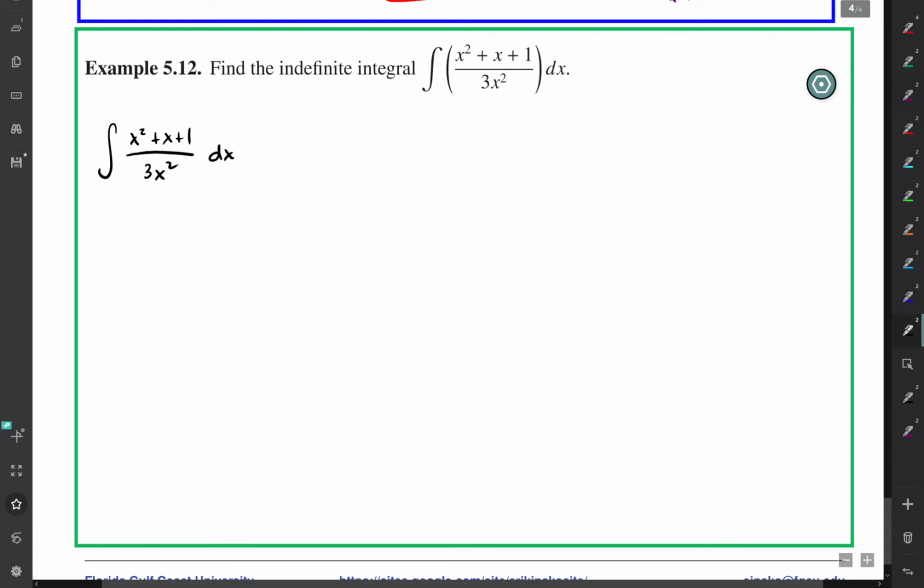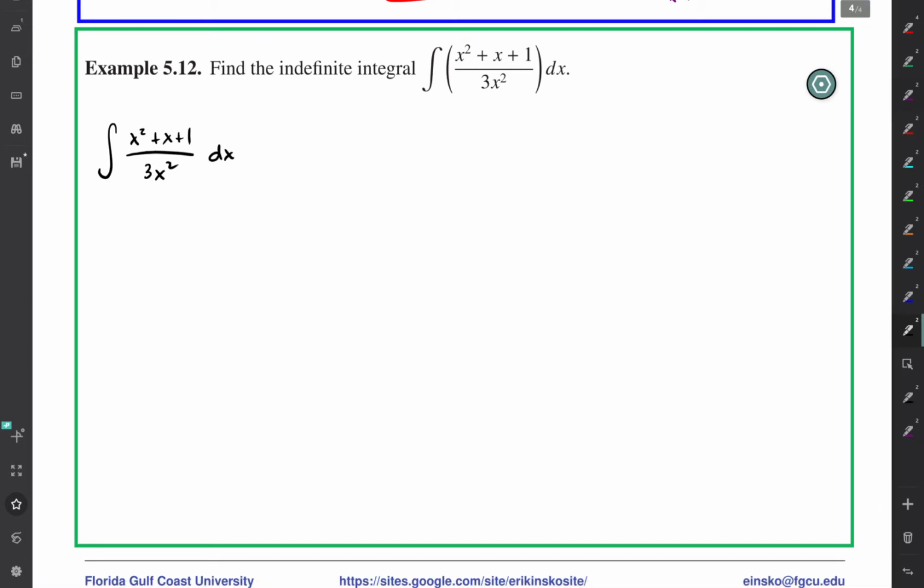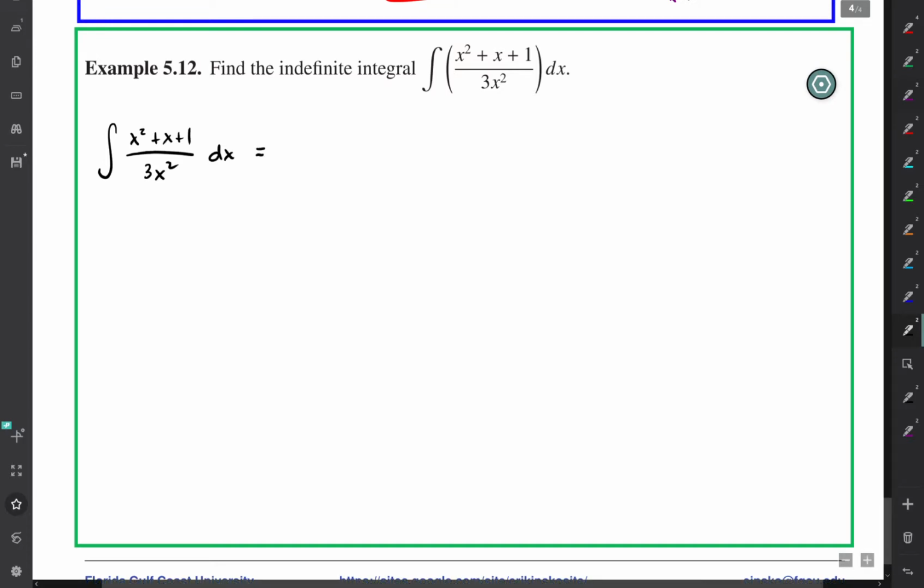And now, since this is all over 3x squared, we could look at this as x squared divided by 3x squared, plus x divided by 3x squared, plus 1 divided by 3x squared. And the reason we want to do that is that it will actually simplify the problem quite a bit. Since these things all have the same common denominator, we could break this up into a sum of rational expressions. So the first expression is x squared over 3x squared, plus x over 3x squared, plus 1 over 3x squared, dx.